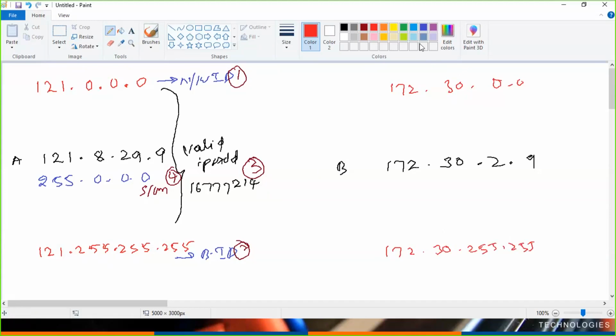Valid IP addresses: in between, 65534 IPs are valid. Subnet mask: 255.255.0.0.